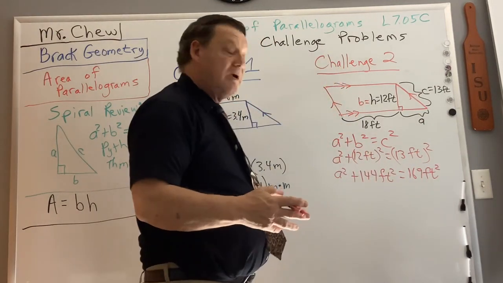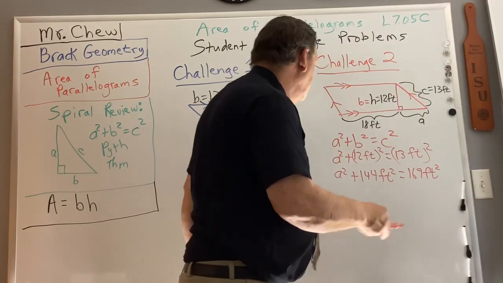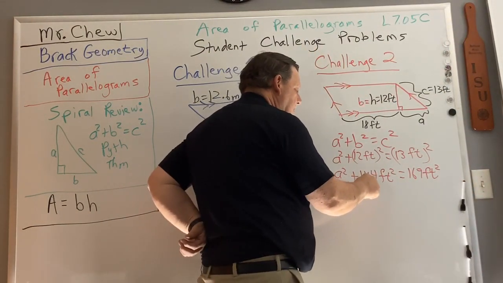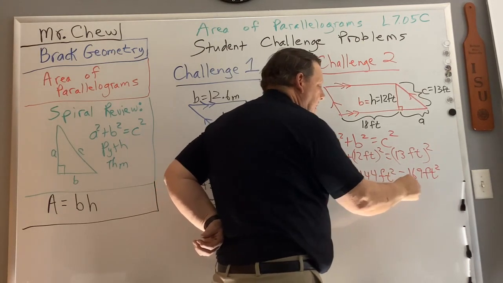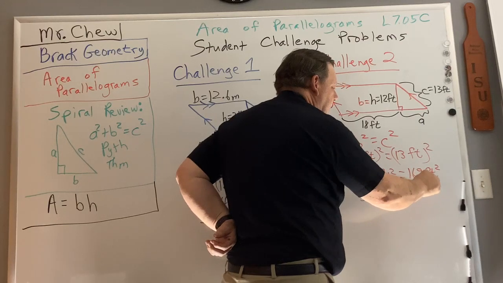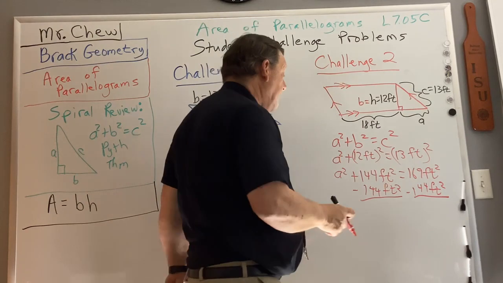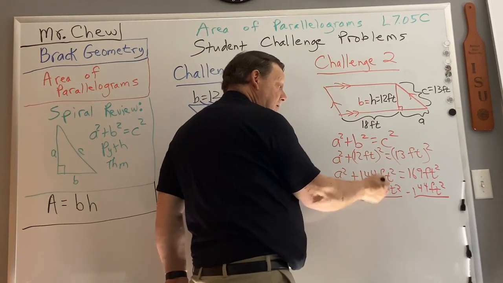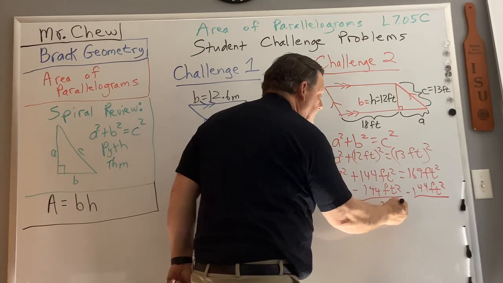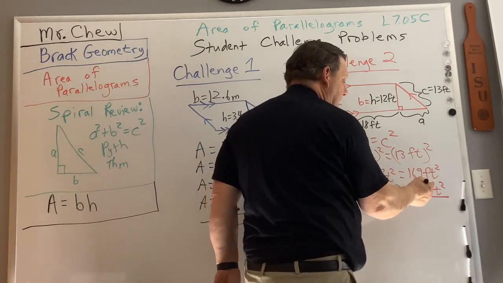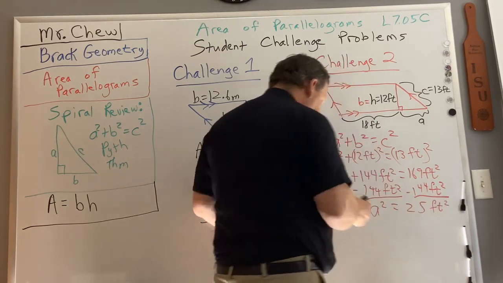Now I have a two-step equation. Now I have to solve it, and I'm going to solve it by subtracting 144 feet squared from the left and the right. In earlier videos, I've talked about that. It's called the subtraction property of equality. This cancels out because they're opposites. A squared plus zero is A squared. And 169 minus 144 is 25 feet squared.